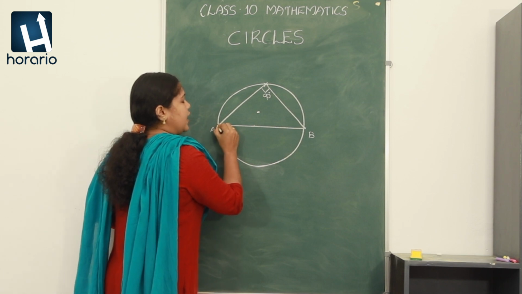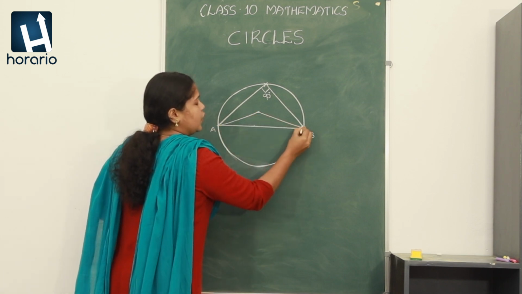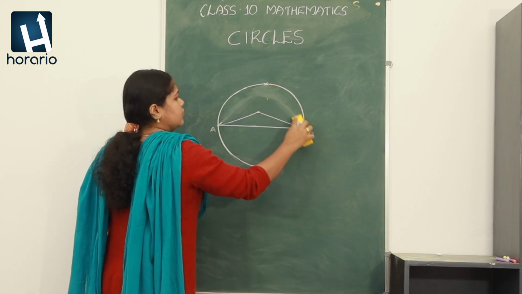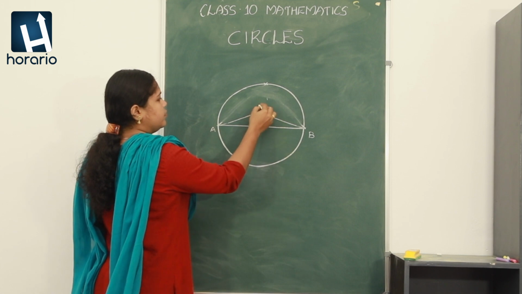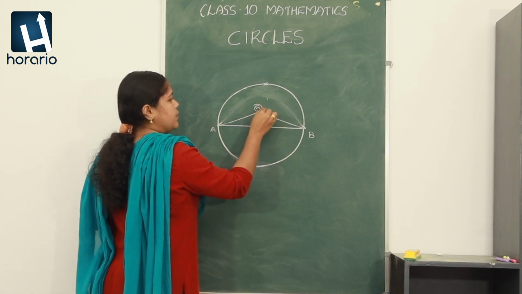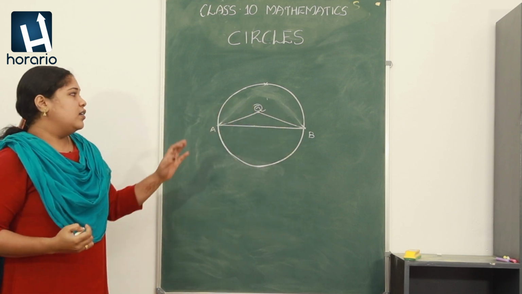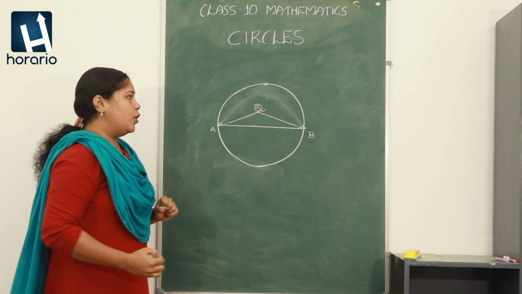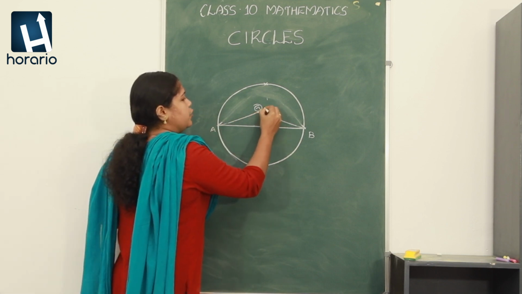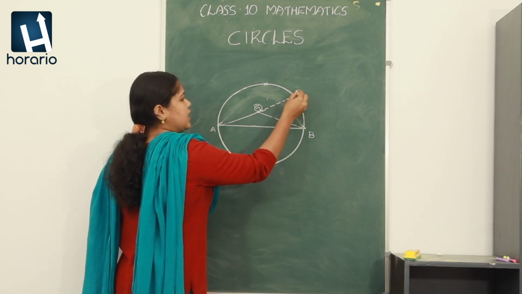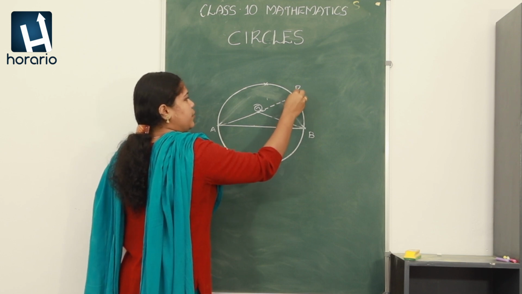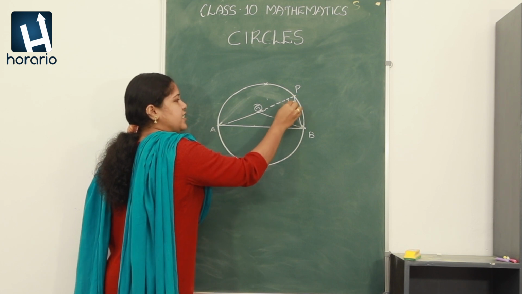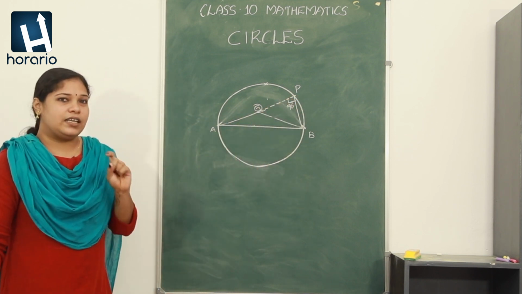So let me join the endpoints of the diameter to that point. Let me rub all those things. Ready? Let this point be named Q. We are trying to see whether there is any specialty for this point Q. If we extend this Q to meet the circle, let this point be named P. We know this angle is 90 degree.